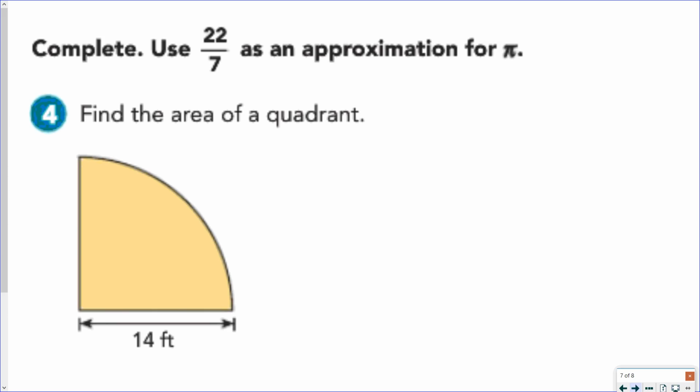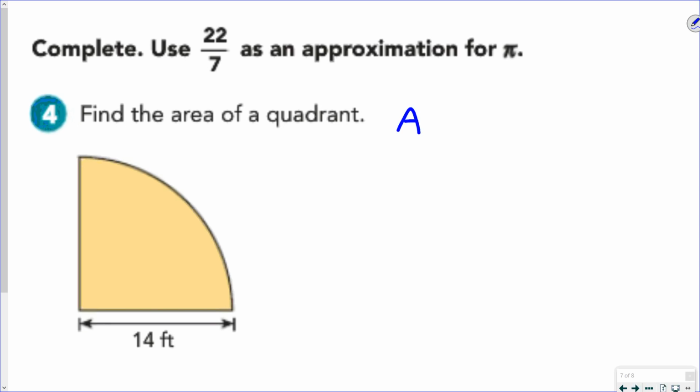At this time, go ahead and pause the video, answer questions 4 and 5 with quadrants, and when ready, resume playback. Okay, well hopefully you've had some time to answer questions 4 and 5, and let's take some time to solve those. So we want to find the area of a quadrant.